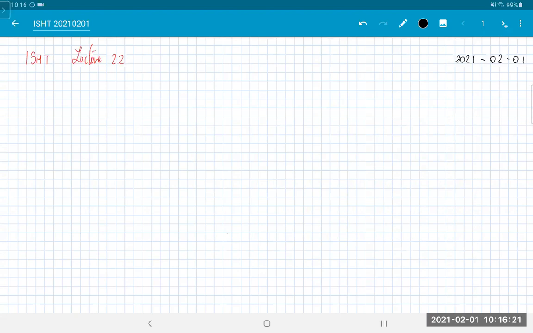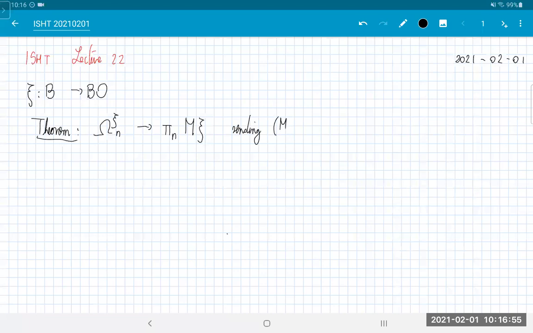So where were we? What was left was we just stated the following theorem. Remember, we had psi, some map from B to BO, and then we defined a map from the nth Bordism group with psi structure to the nth homotopy group of M psi, sending phi to the composite. That's the fundamental class of our manifold, and that's the map induced by phi on Thom spectra, which I didn't give a name, but let me call it phi anyway. And psi is an isomorphism.